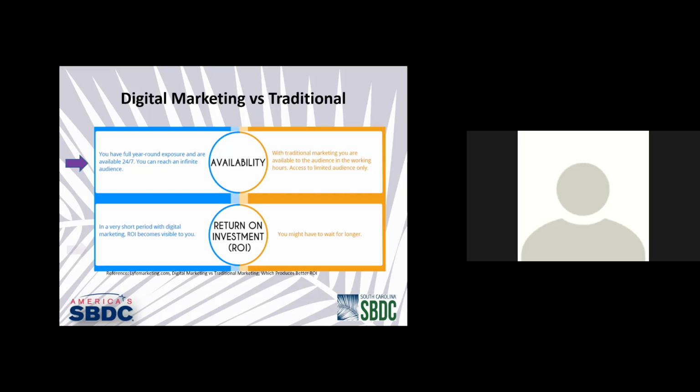A return on investment in a short period of time: with digital marketing, you can capture the number of people that saw your digital ad and compute your return on investment. So if it costs you X amount of dollars and you reach thousands of people, you can do that almost instantaneously. For traditional marketing, i.e. print ads, radio ads, TV spots, and so on, you have to wait much longer.